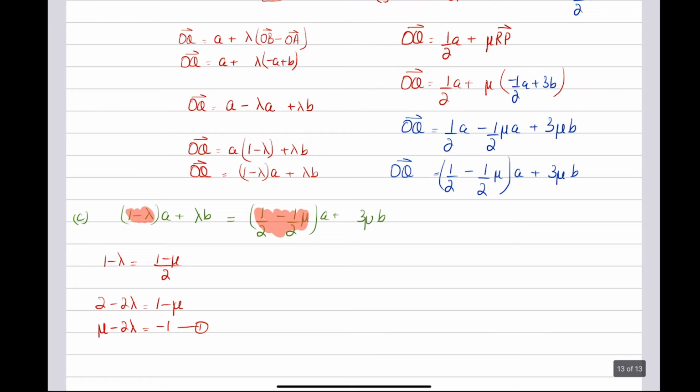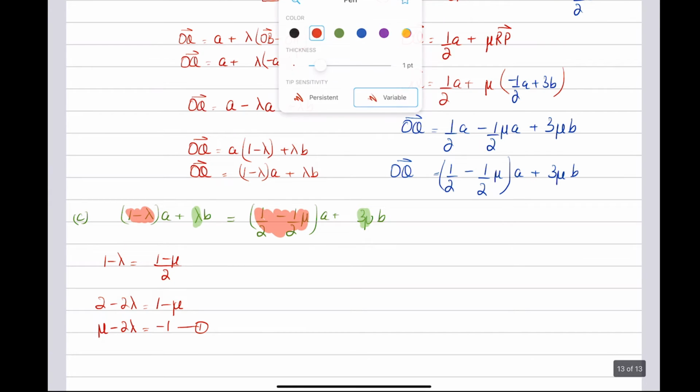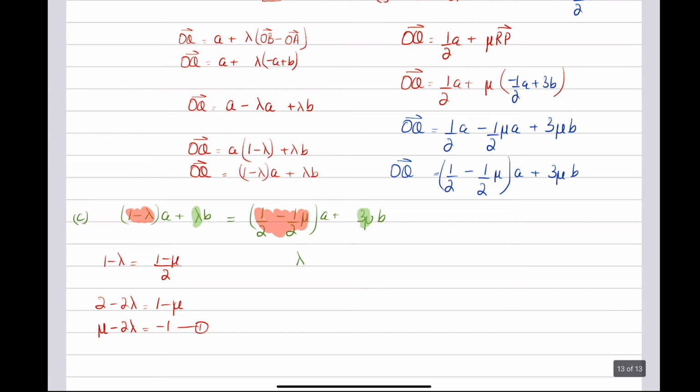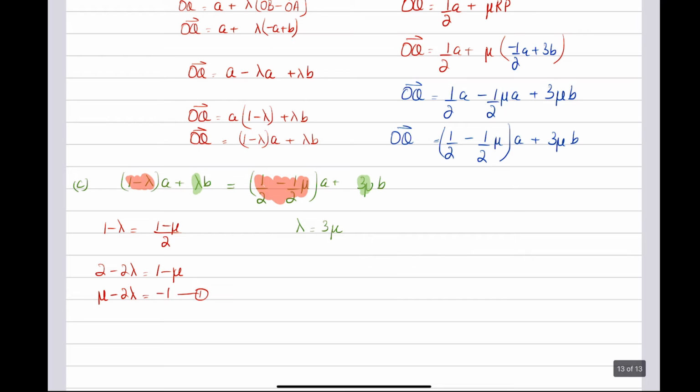Now let's try and form another equation, which we can solve pretty easily. Okay, so lambda equals 3 mu. Let's write this neatly too, so this becomes 3 mu minus lambda.